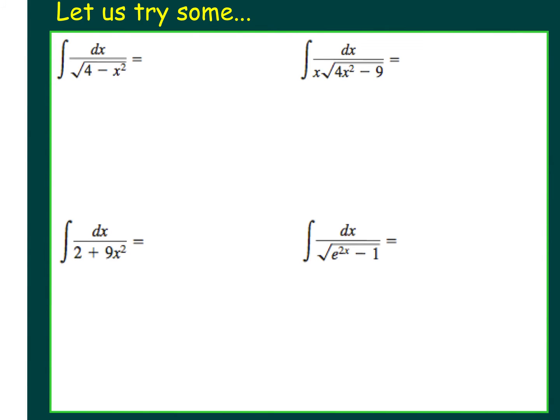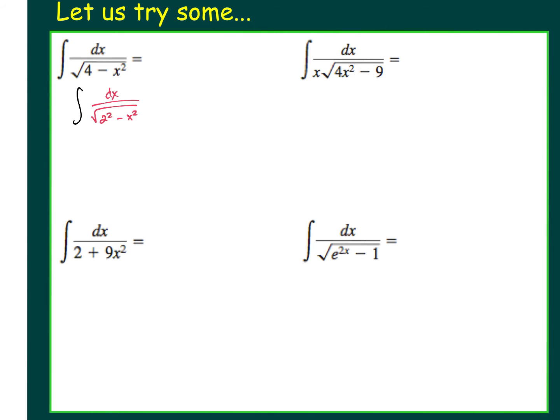Here we go. So let's put this thing into practice. The first one we have is the integral of dx over the square root of 4 minus x squared. And what I want to do is get it in that form. So let's manipulate it. I can say it's dx over the square root of what? What do I want to think of this 4 as? 2 squared, exactly, minus x squared.